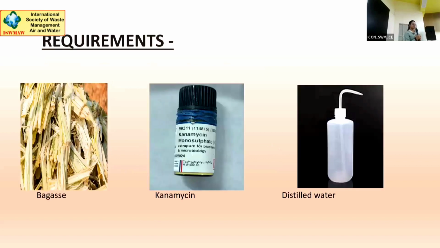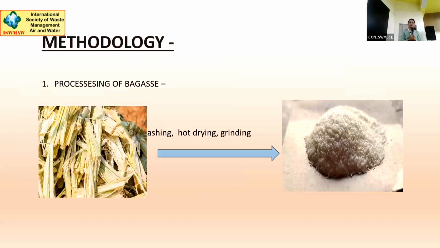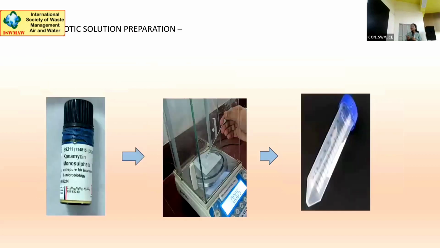For our experiment, we need bagasse, kanamycin, distilled water, and then a spectrophotometer, FTIR, weight balance, pipette, tips, centrifuge, and falcon tubes. So here comes the methodology. First of all, we need to process the bagasse. For that, we took bagasse, then washing, then hot drying, and then grinding the bagasse. And then the antibiotic solution was prepared.